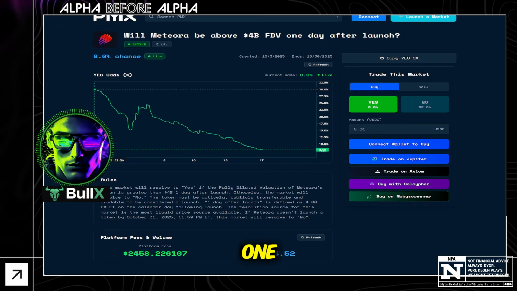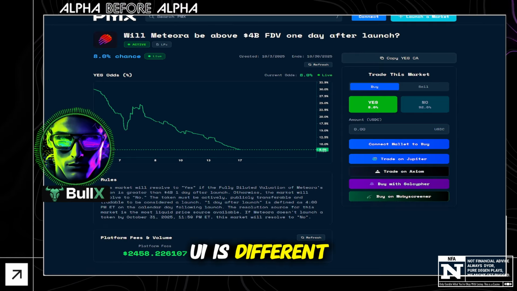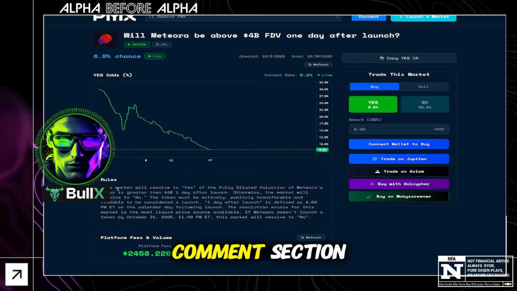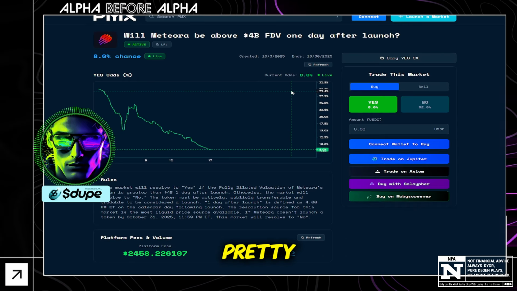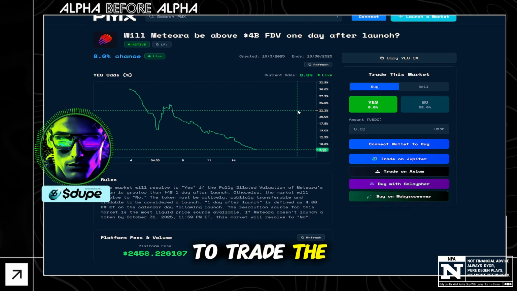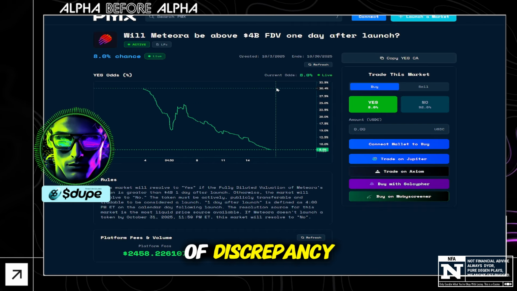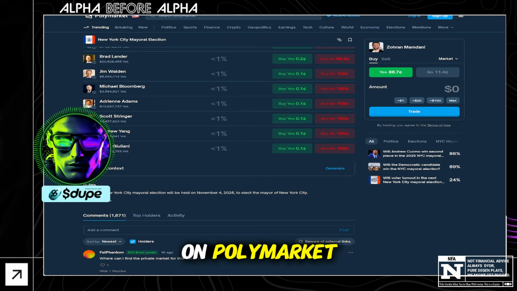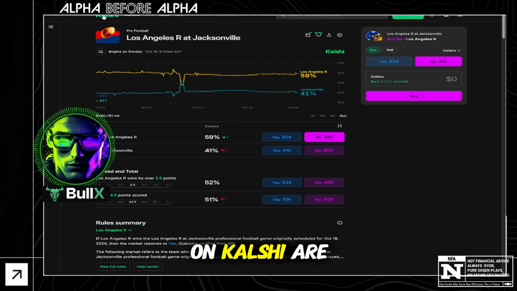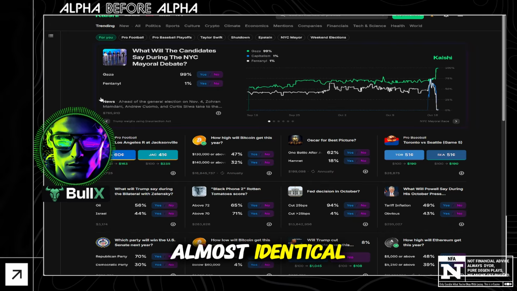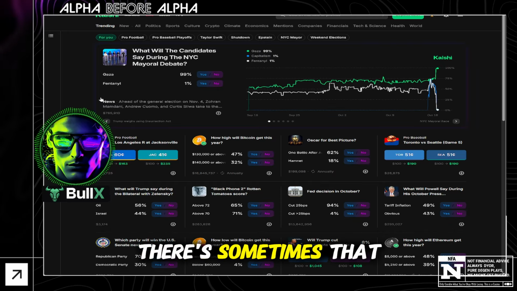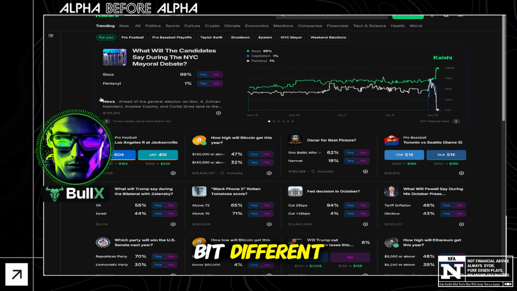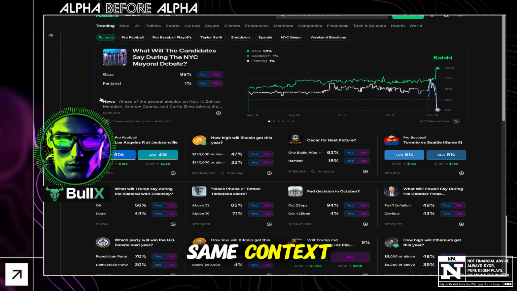And if you look at this one, as you see here, guys, the UI is different, because this one doesn't even allow you to have a comment section. This is just allowing you to trade the coin. So there's a little bit more of a discrepancy. Now, the cool thing is the majority of the questions that are asked on Polymarket and on Kalshi are almost identical. Sometimes they're a little bit different, but with the same context.